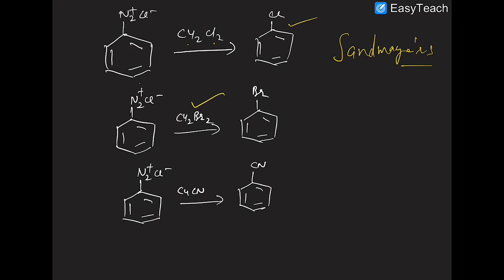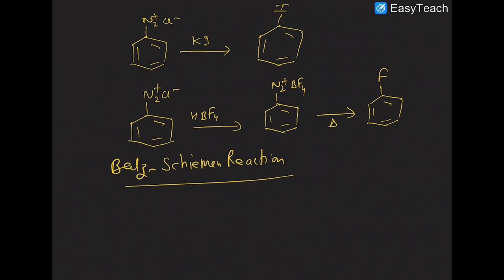With cuprous bromide, it will transform into bromobenzene. With cuprous cyanide, it transforms into cyanobenzene. So these three reactions are very, very simple reactions. Cu2Cl2 gives chlorobenzene, Cu2Br2 gives bromobenzene, CuCN gives cyanobenzene. Similarly, with KI, it will give you iodobenzene.